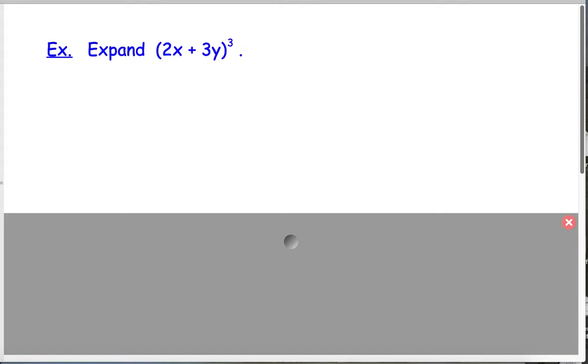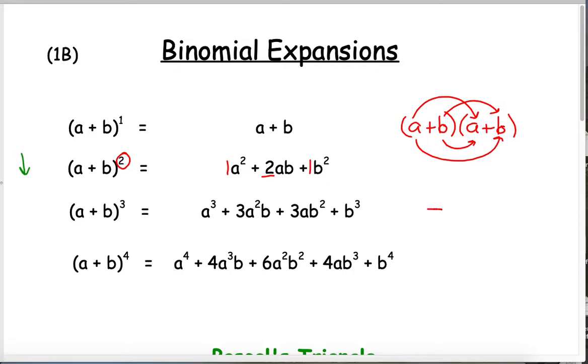Now what I want you to remember is you have to think of a plus b to a power, but the a is really going to be 2x, and the b is going to be 3y. So from Pascal's triangle, I remember that we have a 1, a 3, a 3, and a 1. Let me go back over to that. We're referring to this one right here. We had a 1, and a 3, and a 3, and a 1.